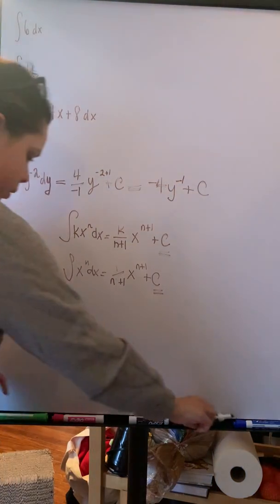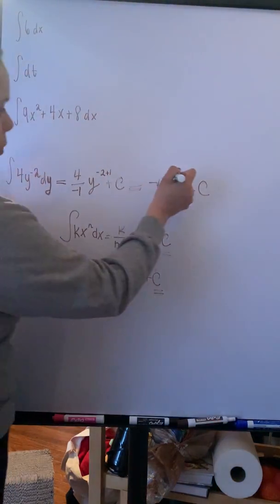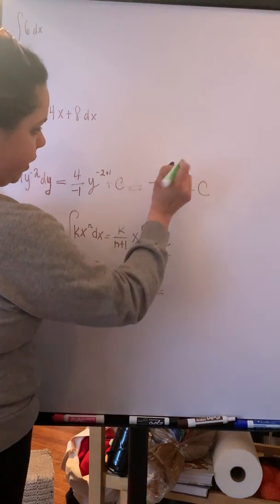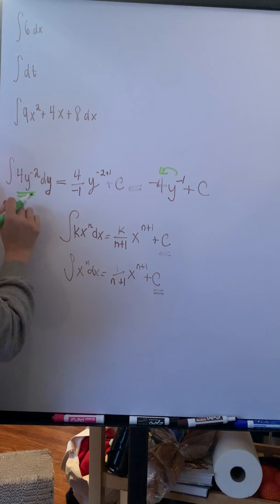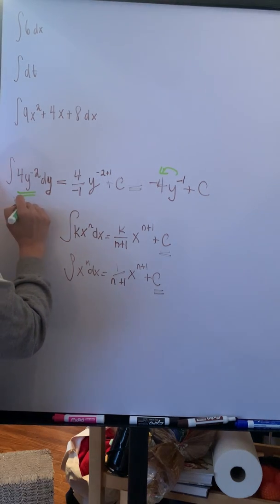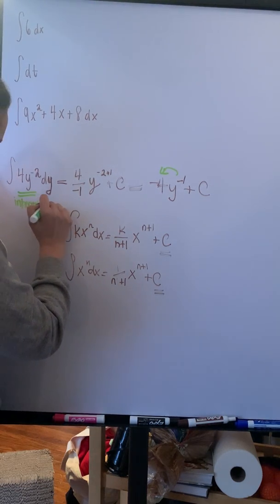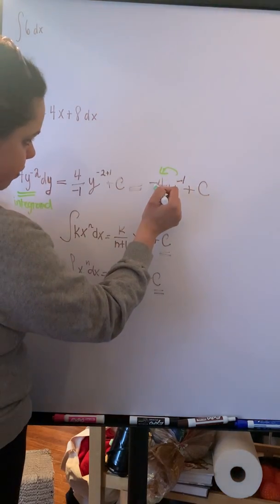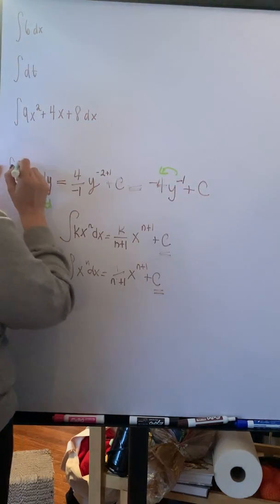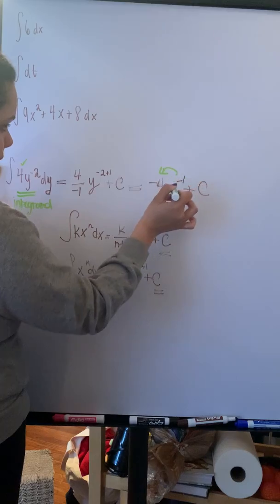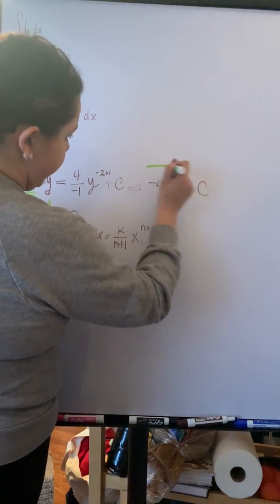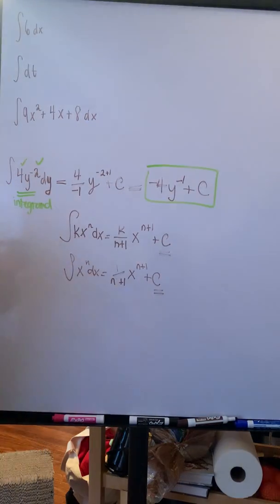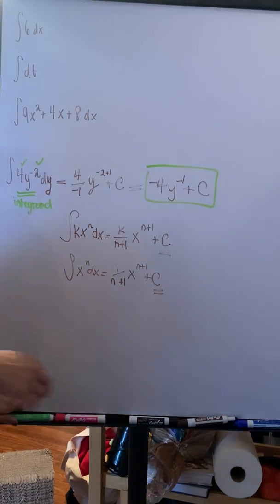Now, I'm just going to check our work really quickly. If I take this derivative, if I differentiate on this right side, I should get this integrand in the middle. So negative 4 times negative 1 is positive 4. That's what I have here. And then negative 1 minus 1 is negative 2. So that works. So this is the correct answer.